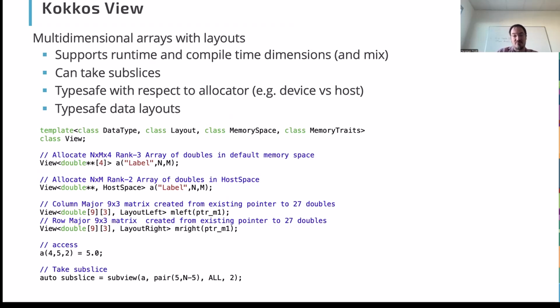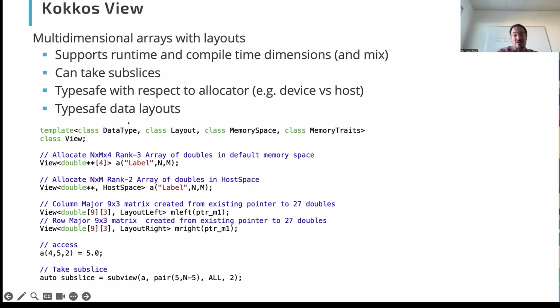For example, we found that it's really helpful to have both runtime and compile time dimensions, and that you can mix them. We need to do things like subslicing. We need to be type safe with respect to allocator, right? So we want to know where this thing lives. And we need to be able to reason about data layouts. And that's where View comes in, right?